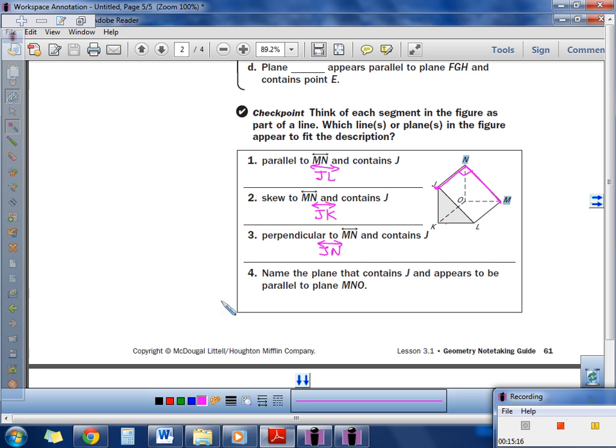The last one. Name a plane that contains J. So I'm going to erase this real quick. Contains J and appears to be parallel to MNO. MNO is in the back. It's that back little triangle. So I probably need to be naming another triangle. How do I name this other triangle? JKL would be a good answer. Any questions?